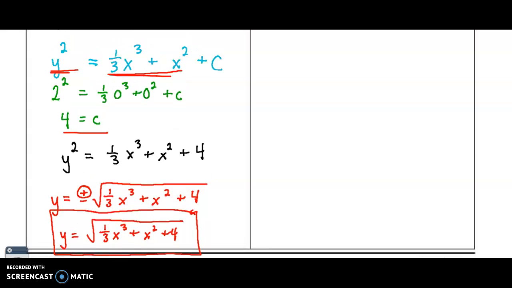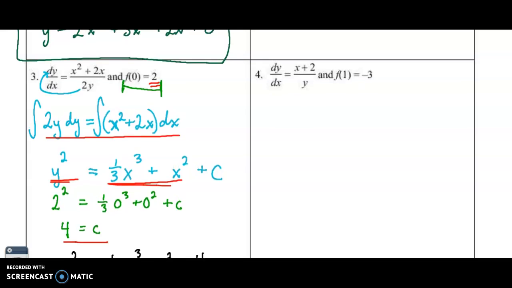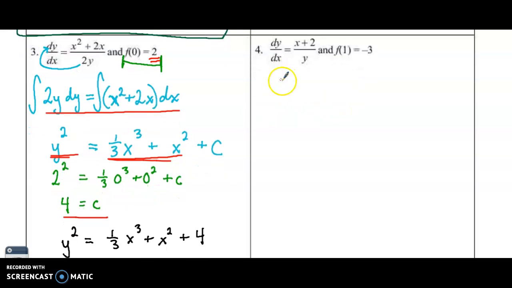So again, feel free to pause the video and really understand this. I definitely want to work through the next one. I think I have enough time. I have about 3 minutes. So separate your variables, or you could try it on your own. Hit pause and see if you get the same answer as me. So that'll get you a point.